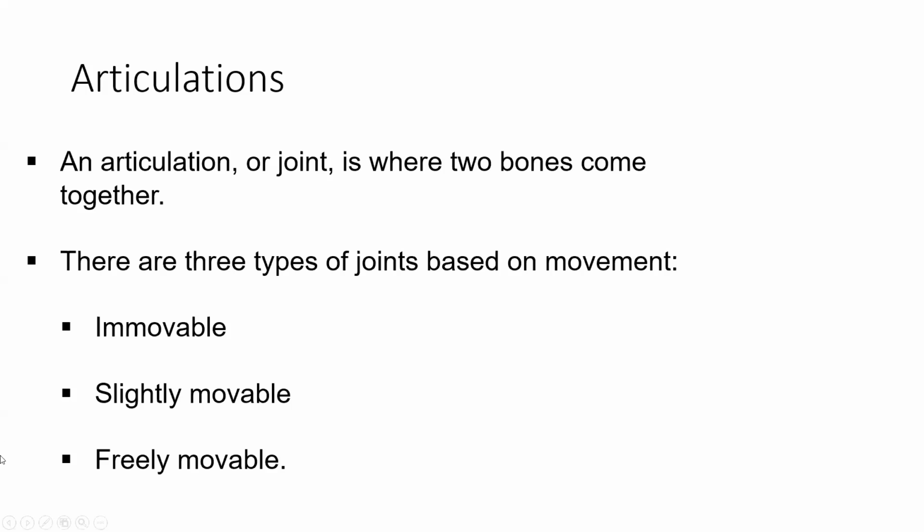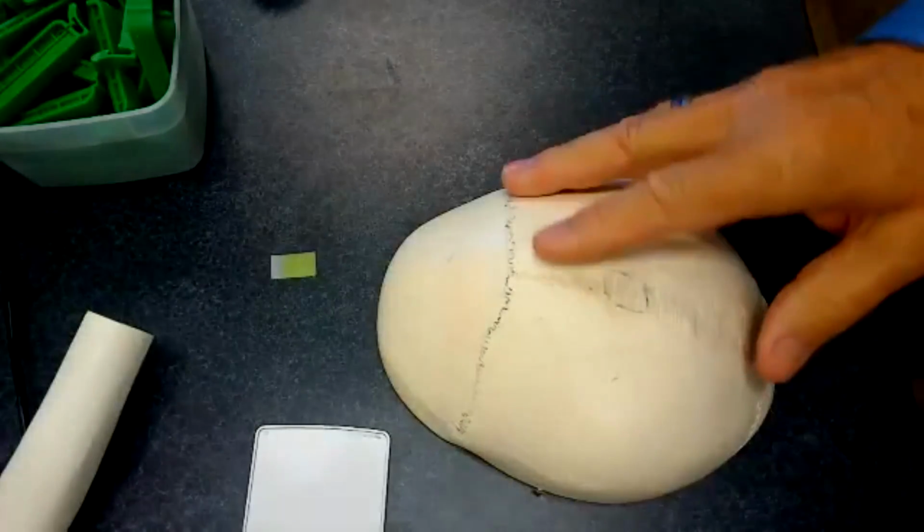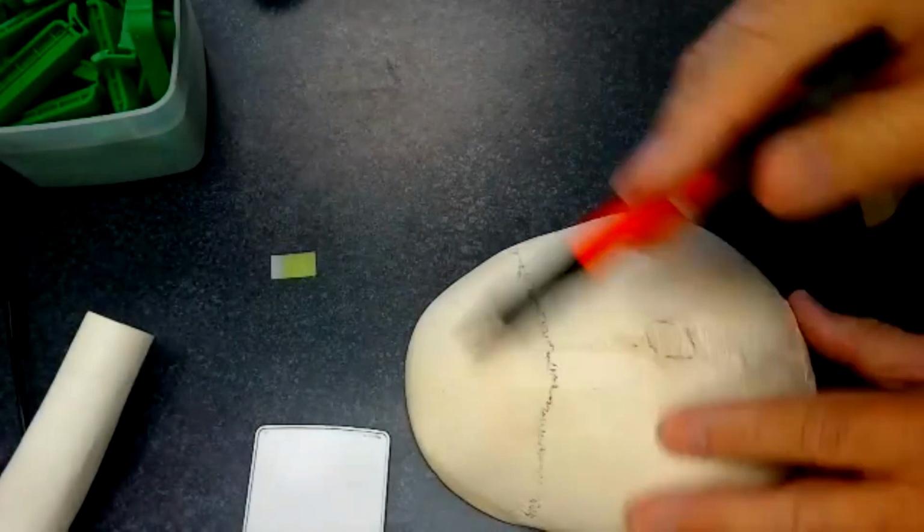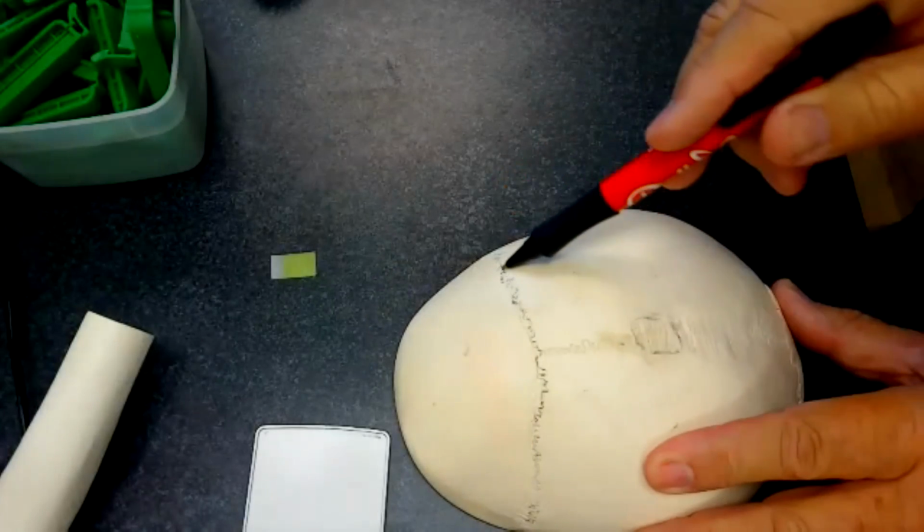So we get this. This is a suture. We know what a suture line is. A suture line is an immovable joint.